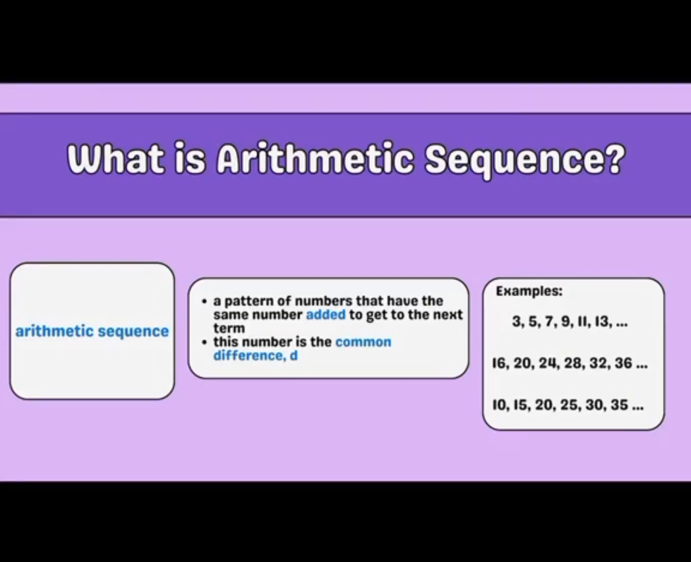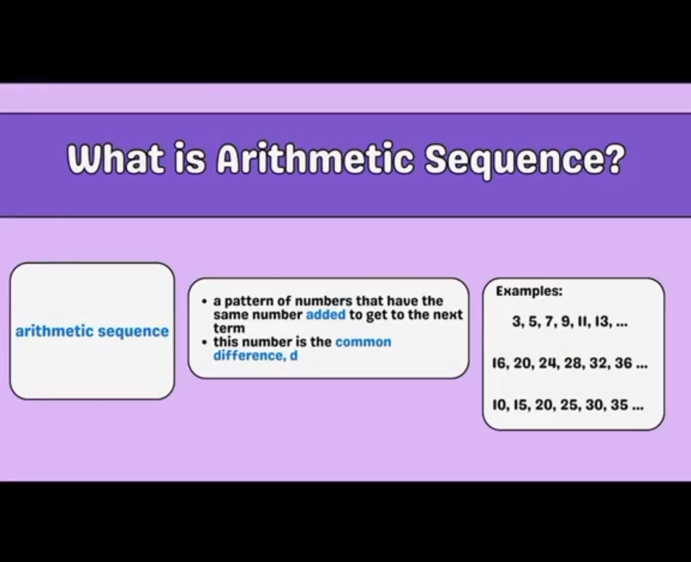An arithmetic sequence is a pattern of numbers that have the same number added to get to the next term. This number is the common difference, or CD. So in an arithmetic sequence, it's all about adding a number to the preceding term to get the succeeding term. When we add that number, it is called the common difference or CD. Basically, common difference means what they have in similar. Simply, it is how much you add to get the succeeding term of that given. So we have examples of an arithmetic sequence.